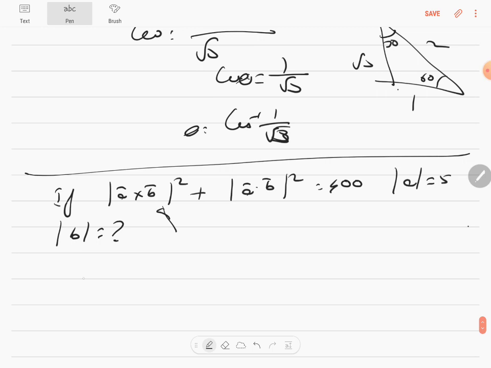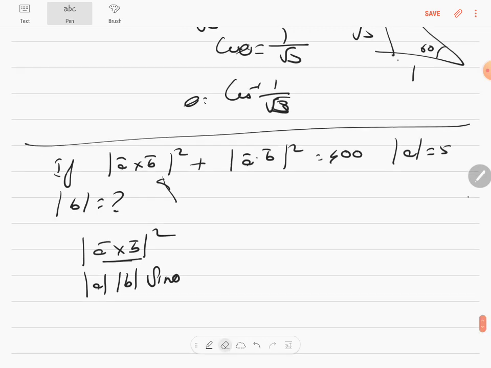The moment they give you magnitude of a cross b the whole square, what is the meaning of that? You know the formula: magnitude of a, magnitude of b into sin theta. Magnitude of a cross b the whole square can be written as magnitude of a into magnitude of b into sin theta, the whole squared. The formula for a cross b is this. The whole magnitude, which means it will no more be a vector, right? The whole square also is there. Even if there is a direction, it will get squared, so then there won't be any direction.